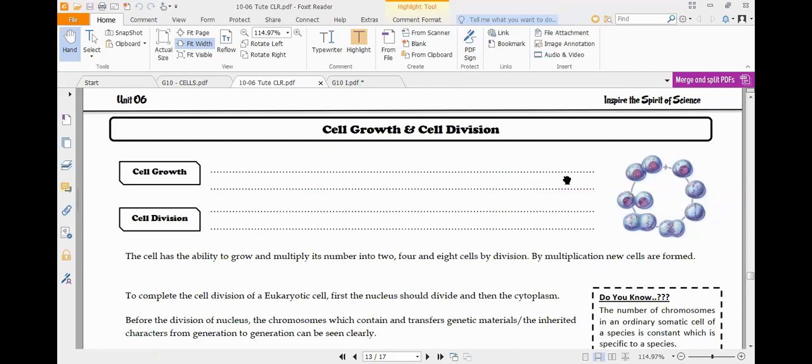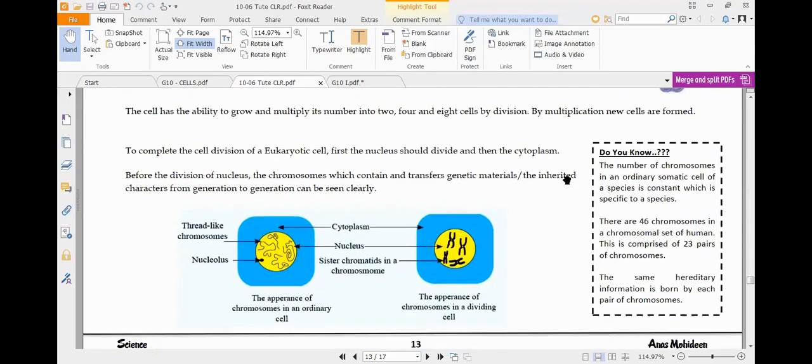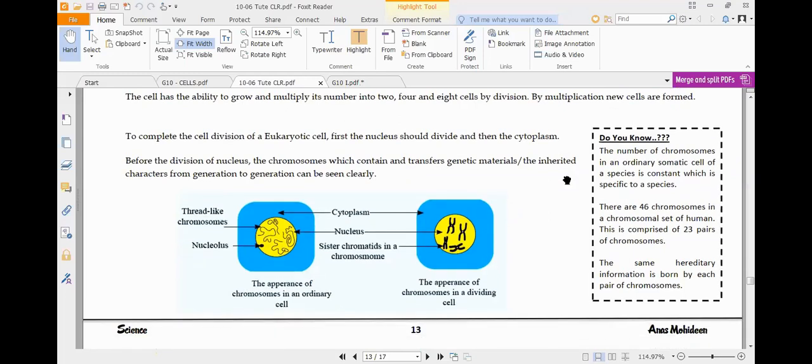When they are divided, they will not divide like 1, 2, 3, 4, 5, 6 as ordinary numbers, but in binary fission. Binary fission means the powers of 2: 2, 4, 8, 16, 32, 64. That is the binary fission that we are taking as division. And to complete the cell division of a eukaryotic cell, first the nucleus should divide and then the cytoplasm.